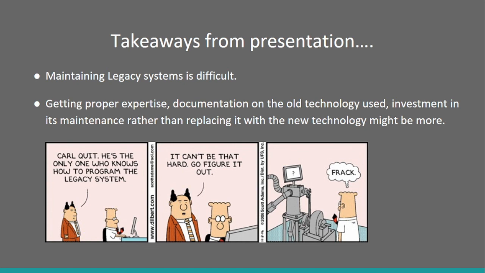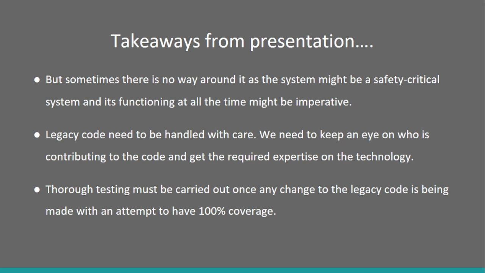One option might be to replace the legacy system with a newer technology. But as we saw, it comes with its own set of cons and risks associated with it. Sometimes there is no way around it, as there might not be any room for mistakes. The system might be a safety critical one, which needs to be operational at all times. Legacy code should always be handled with care.